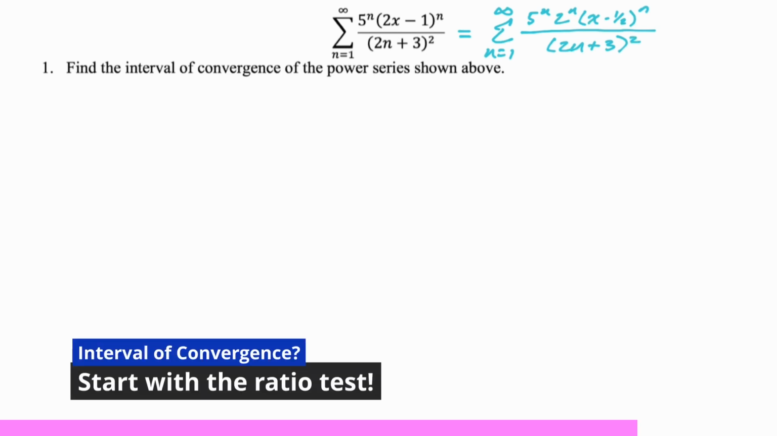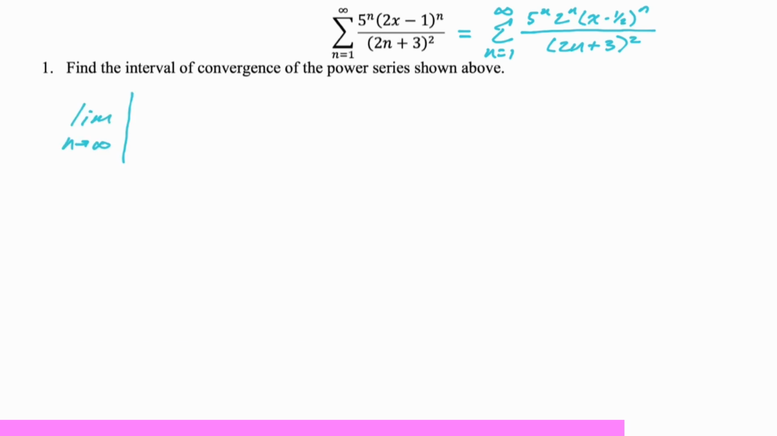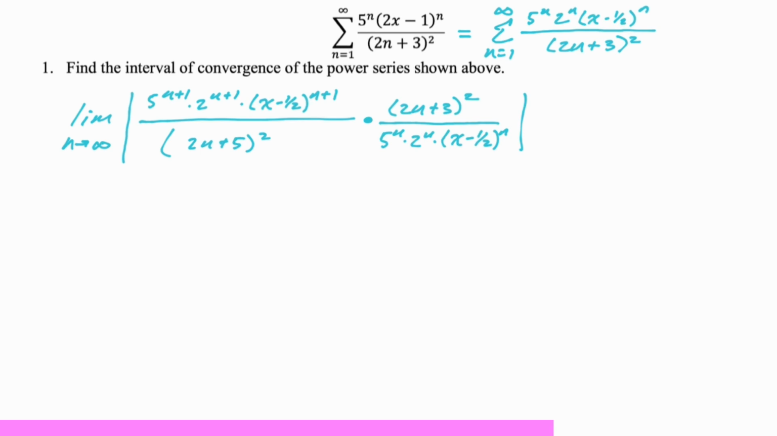Now we're going to do the ratio test because we're looking for the interval of convergence. So that's going to be the limit as n approaches infinity of the absolute value of the n plus first term. So we just take every n and replace it with n plus 1. So we're going to get a 5 to the n plus 1, 2 to the n plus 1, an x minus 1 half to the n plus 1, and then 2 times n plus 1 is 2n plus 2, and then plus 3, so 2n plus 5 squared, times the reciprocal of the nth term. So I'm just going to pop that up there. That's the reciprocal of the nth term. Now we have to take the limit.